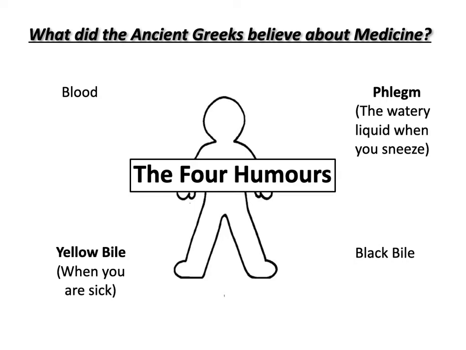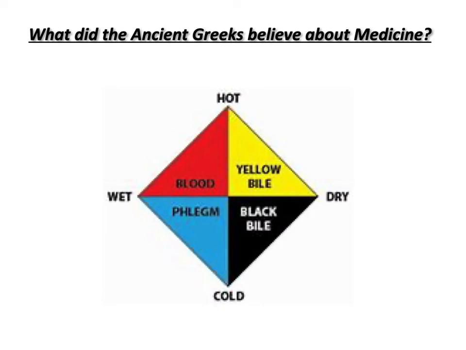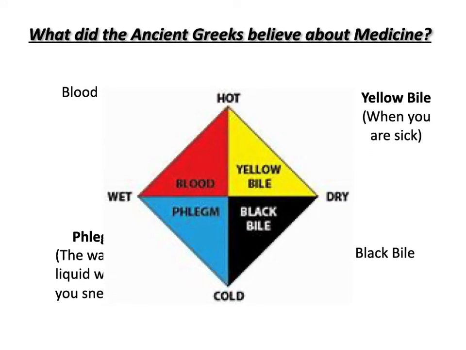Now Hippocrates believed everyone's body was made up of a balance of these 4 humours. Each of these humours had different characteristics. So they were, for example, hot and dry, like yellow bile, or wet and cold, like phlegm. Blood was hot and wet, and black bile was dry and cold. Each of these humours was affected by a number of things: seasons, planets, even at times what you eat and drink.